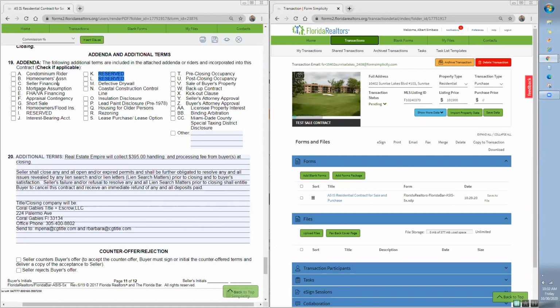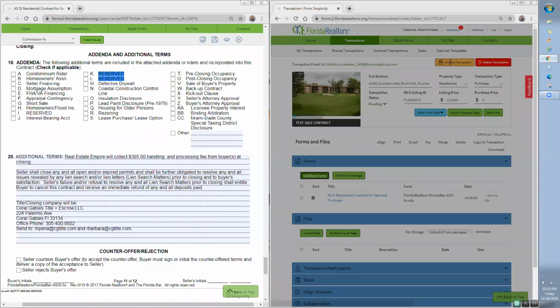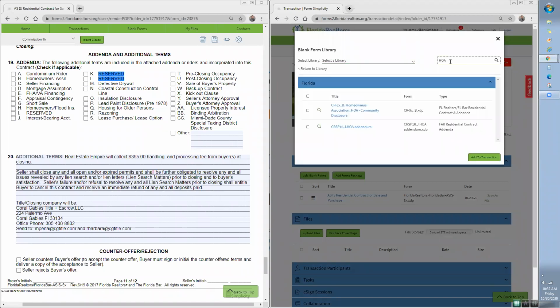The homeowners association is very similar to the condo association rider. It's really the same concept. The only difference is instead of it being separated into 10 or 12 different areas, it's more in a paragraph form, right? So I'll show you what I mean by that. You'll notice this one, I just put HOA, and here you'll notice the letter B, homeowners association. So we're going to click on that one.